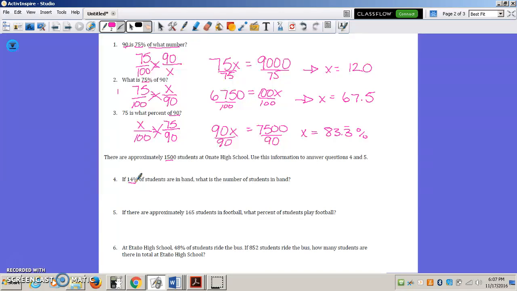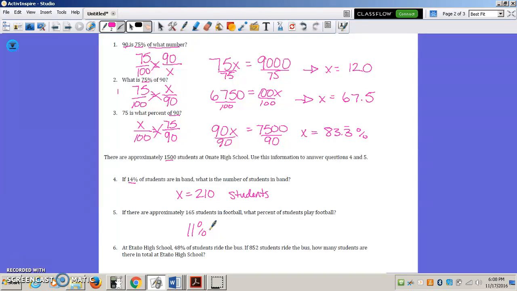So I'm not going to go through this solution, or through how we got the solution, but the solution is, in this case, there are 210 students in band. Surprisingly, that's a pretty accurate number. Number 5, if there are approximately 165 students in football, what percent of students play football? Same idea, we're just working this problem in a different fashion, maybe like number 1, 2, or 3 up here. This answer turns out to be about 11% of students play football.